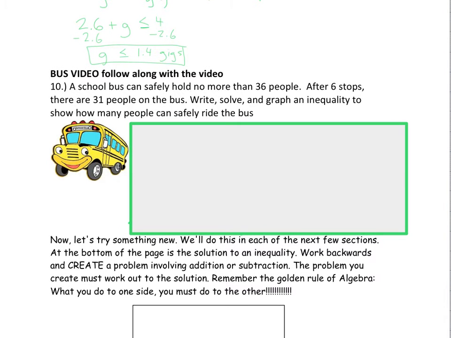Here we go. School bus can safely hold no more than 36 people. After 6 stops, there are 31 people in the bus. Write, solve, and graph an inequality to show how many people can safely ride the bus. Go ahead and write and solve this inequality, but hold off on the graph for now. I want you to pause the video and then hit play when you're ready to see the solution.